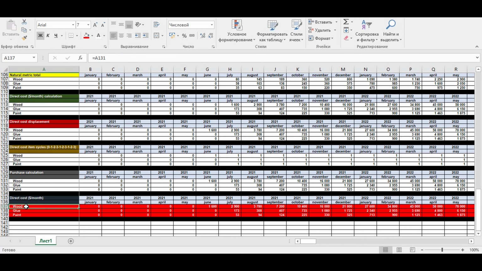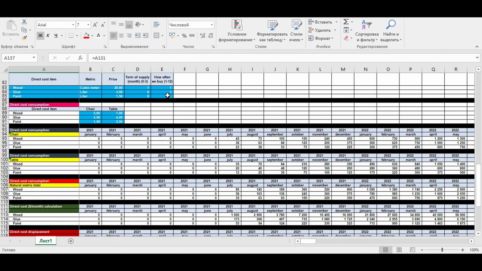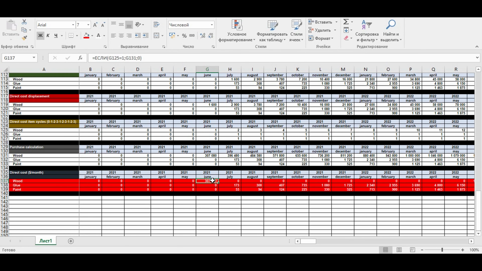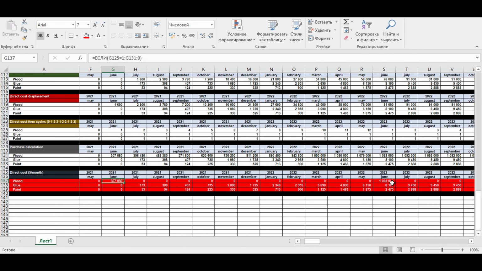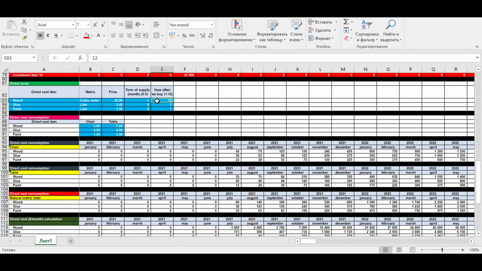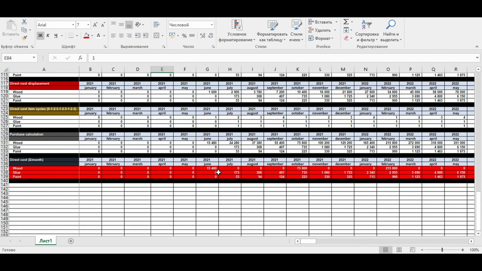For example, we buy the wood once a year, and as a result we bought it here, and the next purchase of wood will be here, and the next here, if we buy the wood once in 4 months. We will have the following algorithm. What does creating this algorithm give us? We're able to see the additional amount of financing of our investment project, because we need this money before we get the revenue. The same situation goes with other direct cost items or variable items. It doesn't matter how you call it anyway.